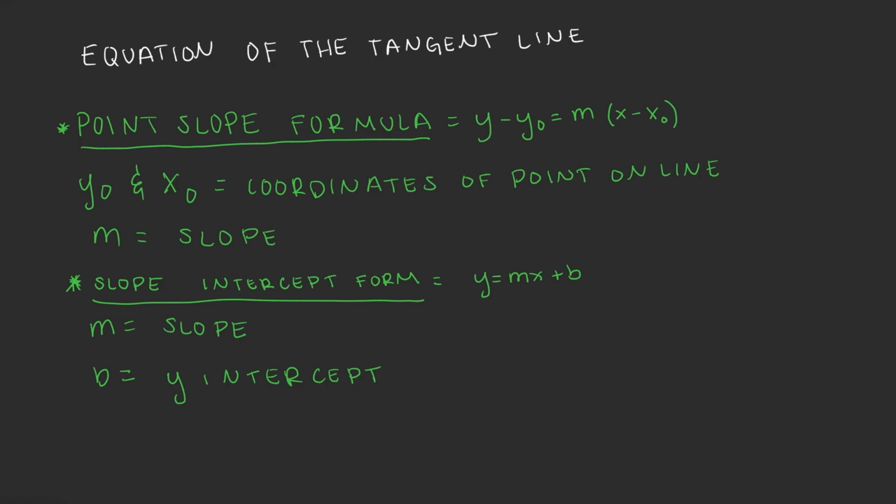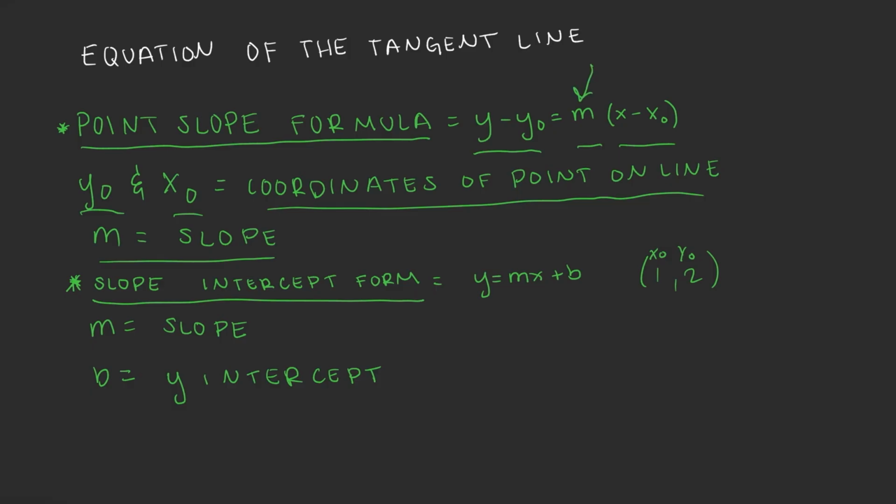For the point-slope formula, we have y minus y naught equals m times x minus x naught. The y naught and the x naught are just coordinates of a point on the line. So if a question writes 1, 2 as the coordinates of a point, this would be our x naught, and this would be our y naught. That's it. Pretty simple. The m just equals the slope.